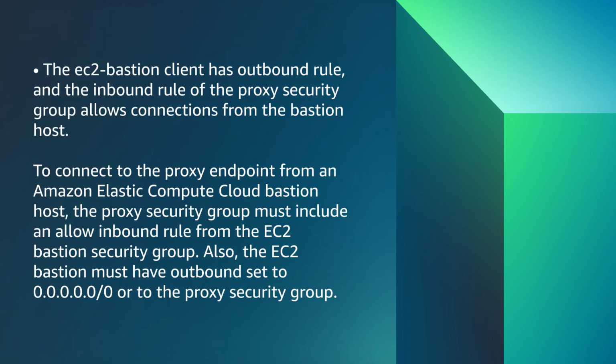The EC2 Bastion client has an outbound rule, and the inbound rule of the proxy security group allows connections from the Bastion host. To connect to the proxy endpoint from an Amazon Elastic Compute Cloud Bastion host, the proxy security group must include an inbound rule from the EC2 Bastion security group. Also, the EC2 Bastion must have outbound set to 0.0.0.0/0 or the proxy security group.